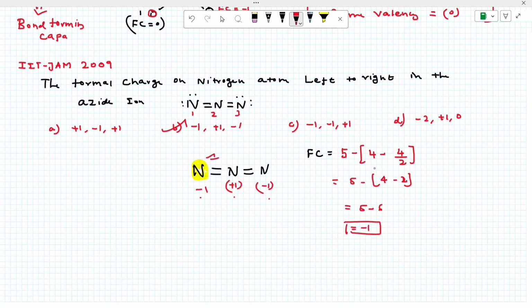Apply the same method to the second and third nitrogen and you get the answer. This is the simple way to find the formal charge of each species in a molecule. These are basic fundamental questions, and you have to know this.